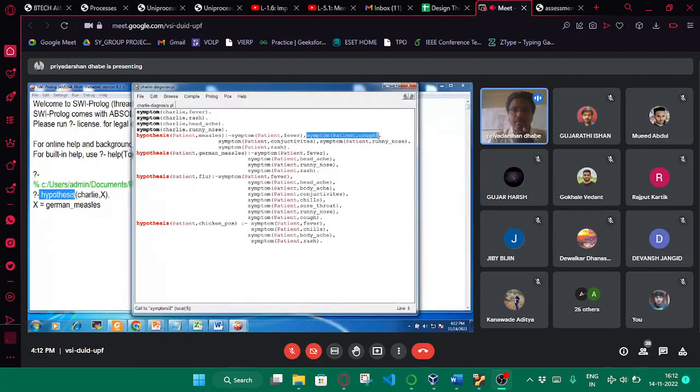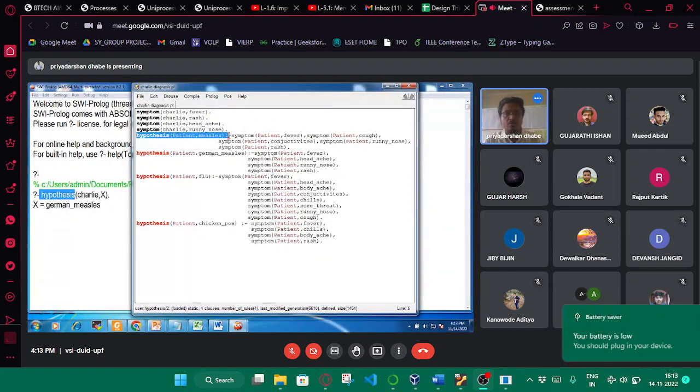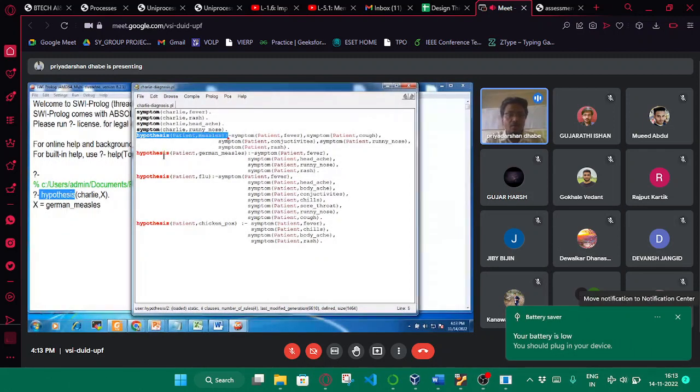and since it is handled with multiple symptoms, the rule body is evaluated to be false. Hence the program doesn't believe that Charlie is suffering from measles. So it will backtrack and find another match with the hypothesis.